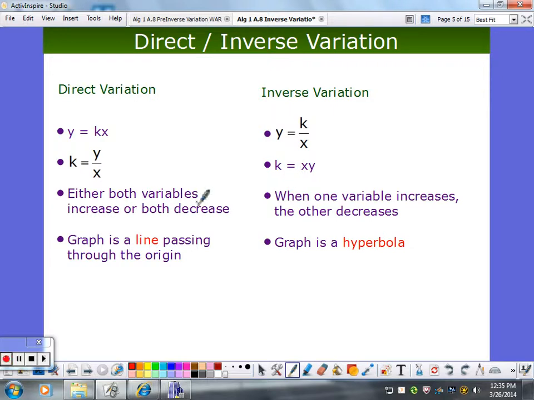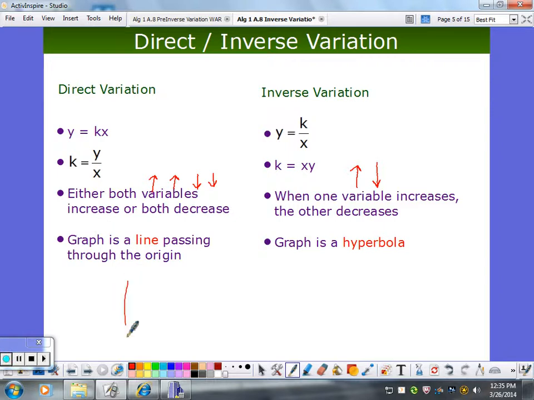The big idea between the difference is if one variable increases, so does the other, or if one decreases, so does the other. They change in the same way. Whereas for inverse, if one gets bigger, the other gets smaller.